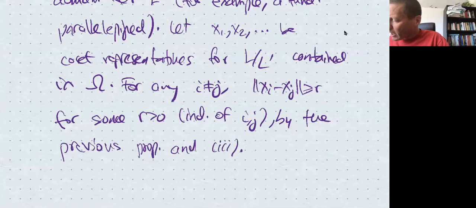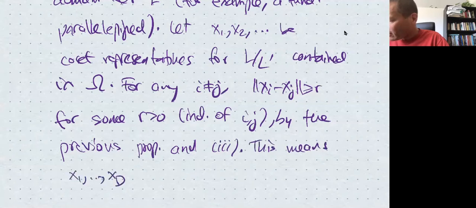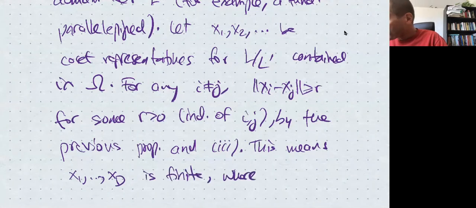So this means that the set of coset representatives is finite, where D is the index.